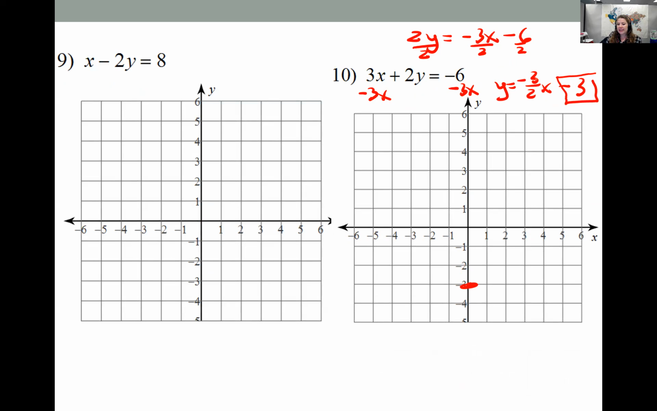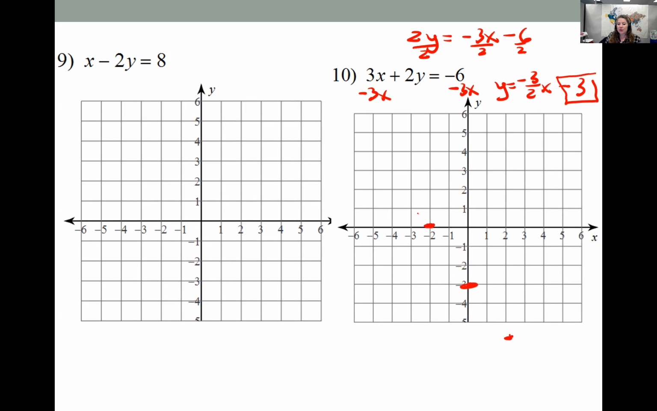And then it says go down 3, right 2. Our rise is 3, our run is 2. So down 3, 1, 2, 3, right 2, 1, 2. Okay, so obviously I'm off my graph. To get on the graph, I'm going to have to do the opposite of going down 3, right 2. I'm going to have to go up 3, 1, 2, 3, left 2.